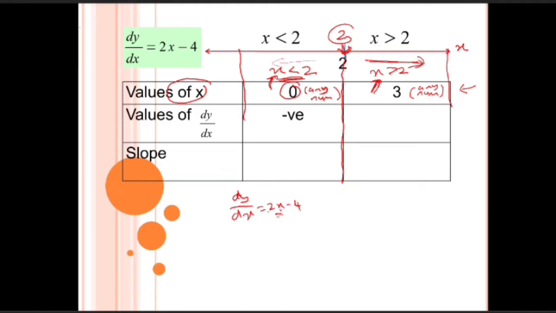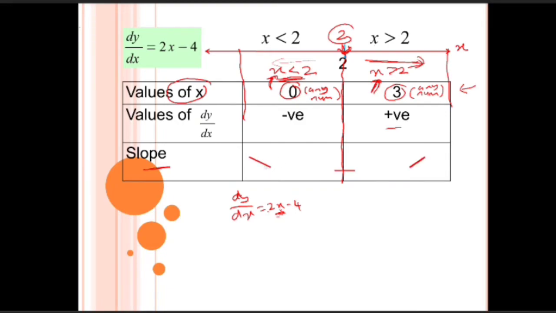Next, substitute a number greater than 2. So for this question, I have chosen number 3. Substitute the number 3 into this x. 3 times 2 is 6, minus 4 is positive. Now, draw your slope. If it's negative, draw a line going downwards. If it's positive, draw a line going upwards, like this.